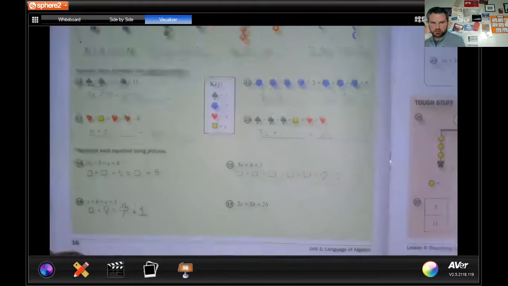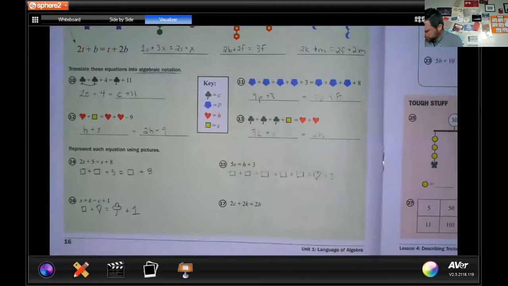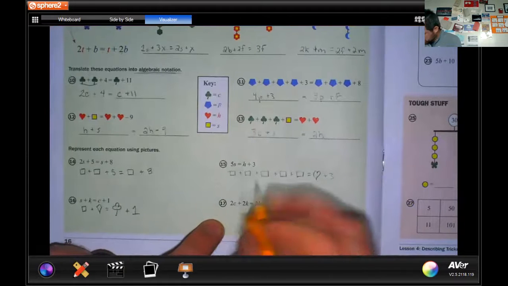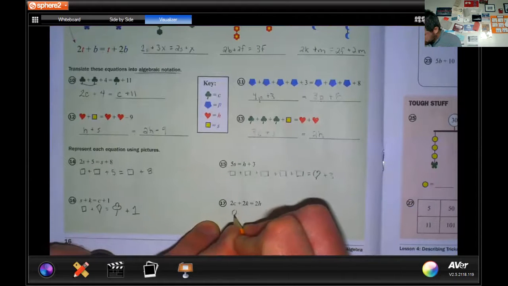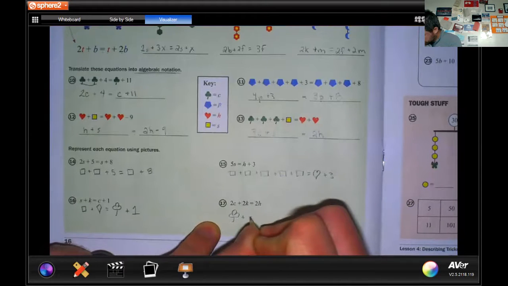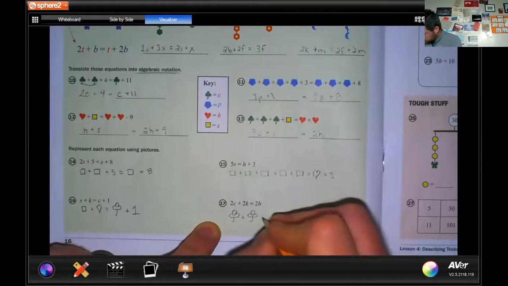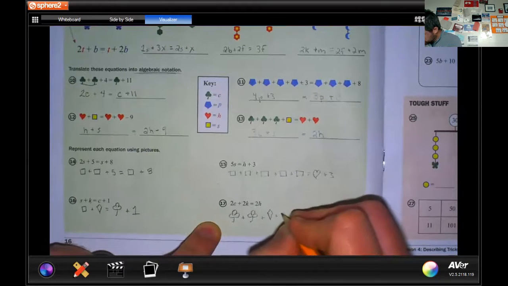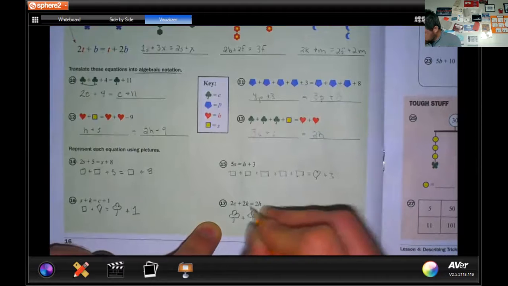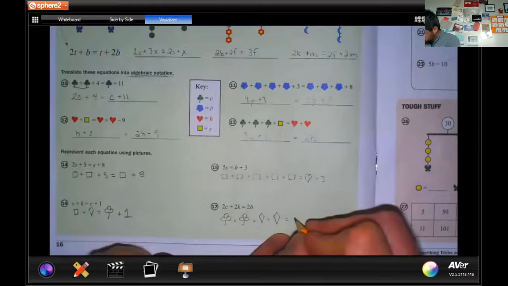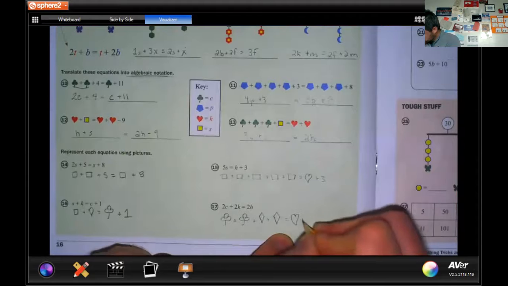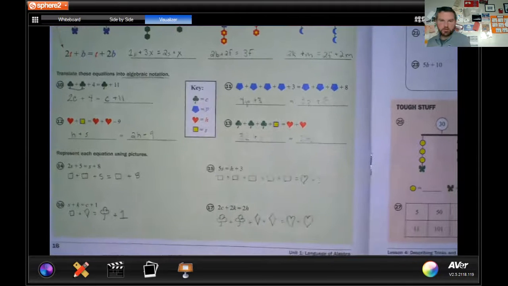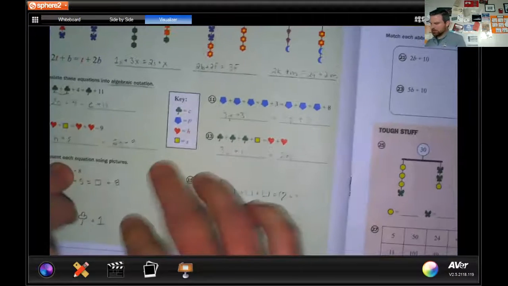All right, do your best on those drawings. You can see mine. They're not perfect. That's okay. All right, so 2c, back with the clovers. So I got 2 clovers. 1 plus another one. Plus 2 kites. There's 1 kite plus 2 kites equals 2h, and we'll use the heart for h. So a heart plus another heart.